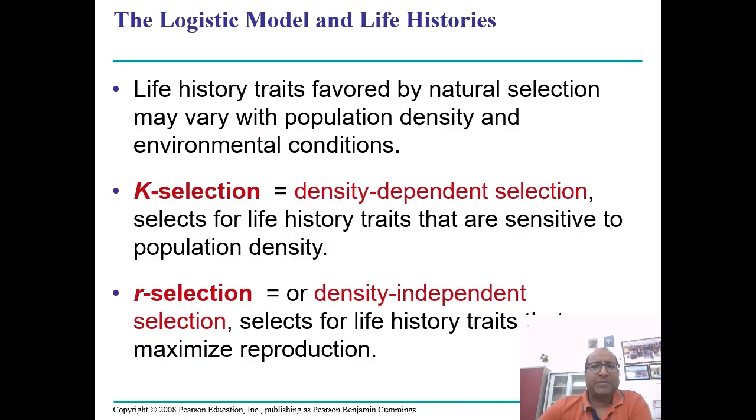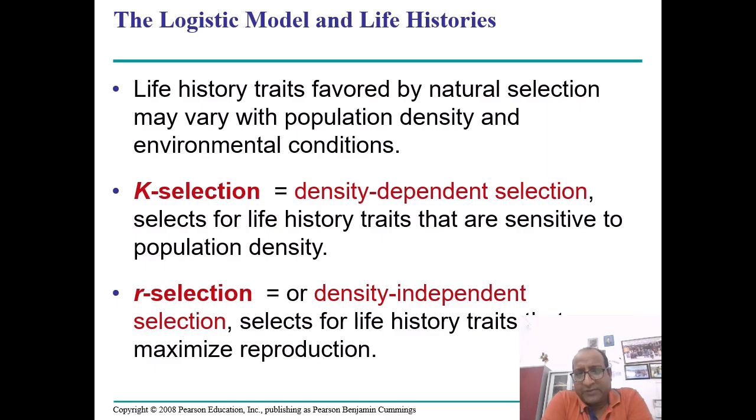Life history traits favored by natural selection may vary with population density and environmental conditions. So now it has come: K selection and r selection. K selection is a density-dependent selection. It selects for life history traits that are sensitive to the population density. And r selection is the density-independent selection.